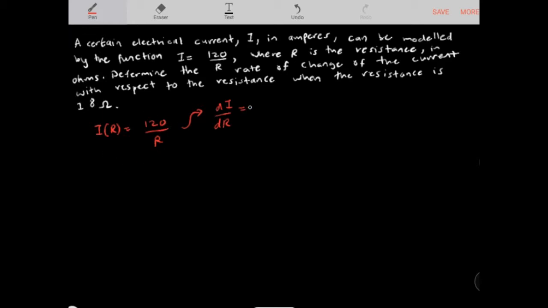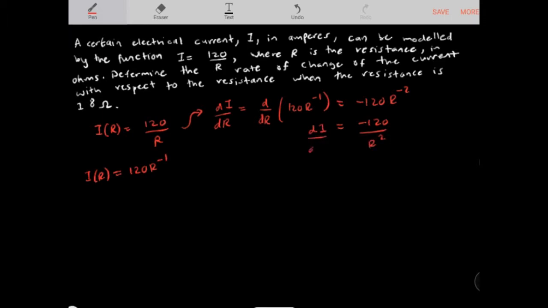Instead of using the quotient rule here, you can write this as 120 R to the power negative 1. In this case we can just employ the power rule. So if I take the derivative with respect to dR of 120 R to the power negative 1, you get negative 120 R to the power negative 2. If I write this with a positive exponent, this is negative 120 over R squared. So this is the rate of change of current with respect to the rate of change of resistance.